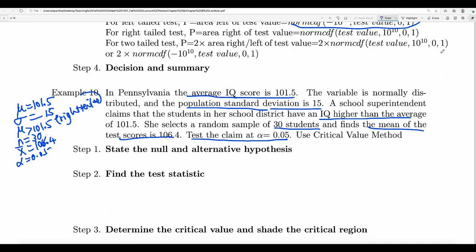So how do I do that? Basically you will be writing H0. H0 is mu equals 101.5, and H1, the alternative hypothesis, is mu greater than 101.5. Okay, how do I find the test statistic? The test statistic, denoted by z, is equal to x bar minus mu over sigma over root n, right? Let us use the calculator to find that.